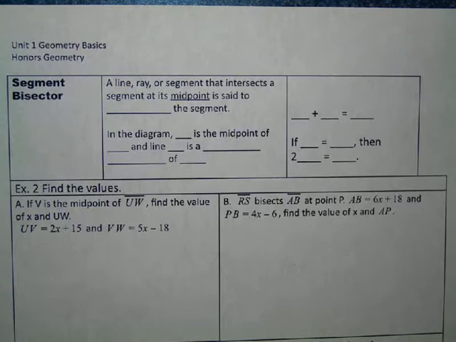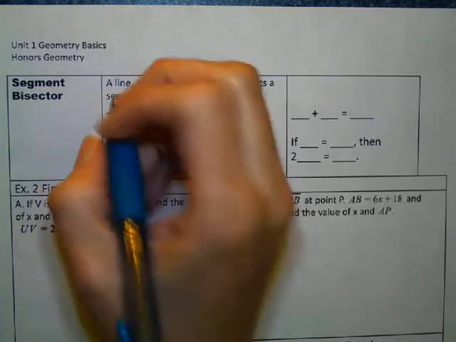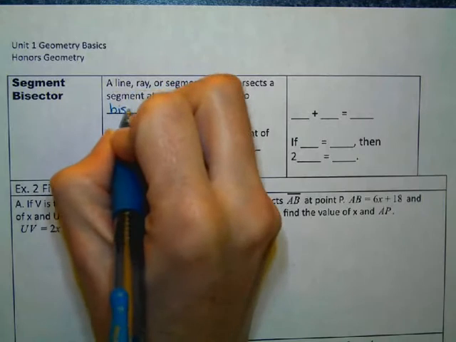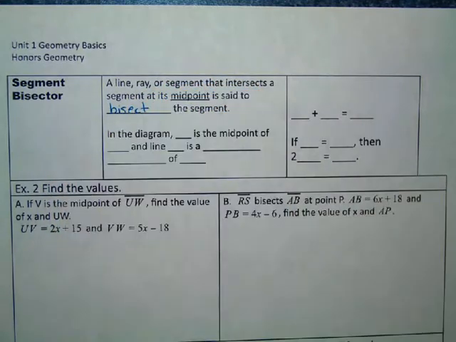Now we are doing segment bisectors. This is the other half of day 2. A segment bisector is a line, ray, or segment that intersects a segment at its midpoint. It's said to bisect. Bisect means cut it in half. It's going to meet at the midpoint in the diagram.